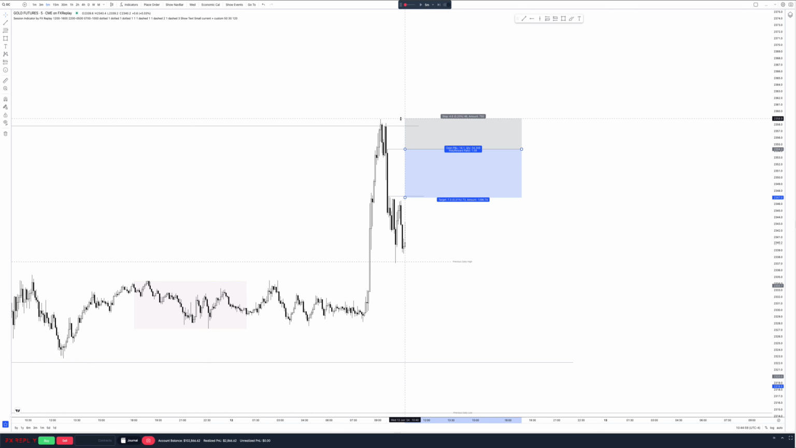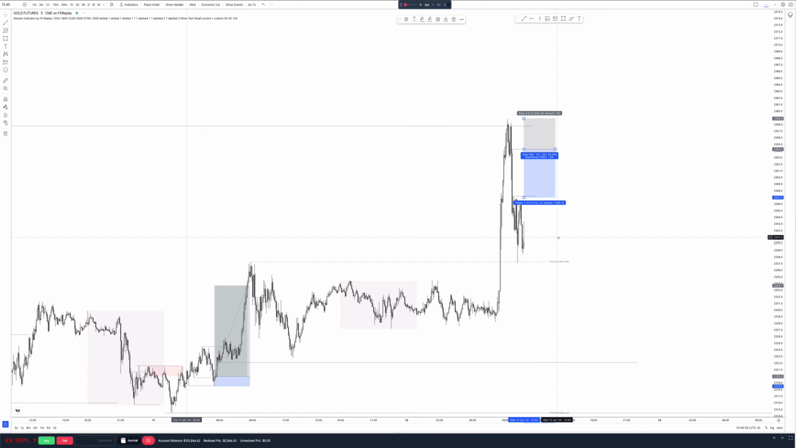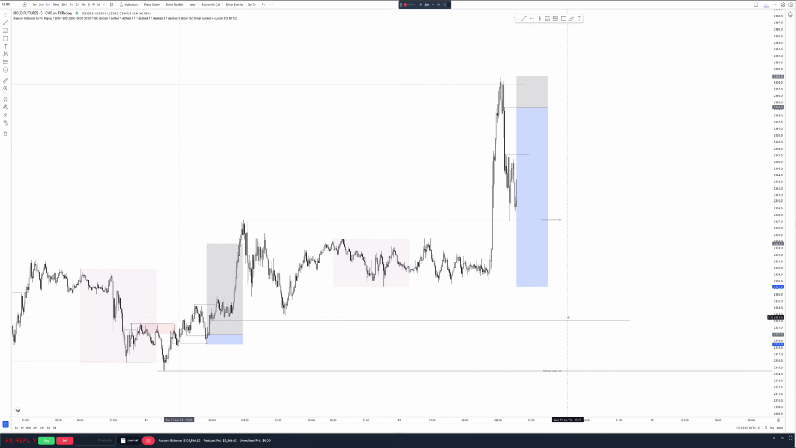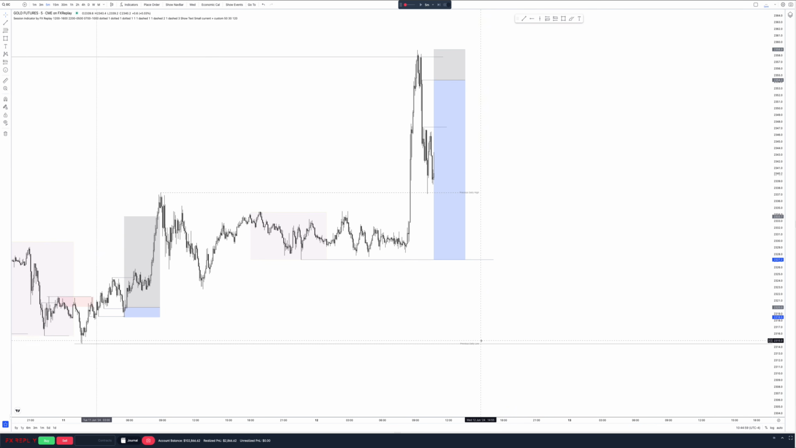So yeah, let me see. Entry here, stop loss above the highs, and then possibly targeting here. I'll be taking partials here because that has a lot of liquidity. Well, actually, I'll be taking partials at this Asia low, and then we will see what price action does after taking that low, because we still have previous daily low intact, right?